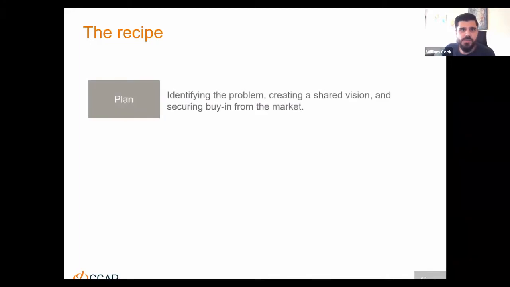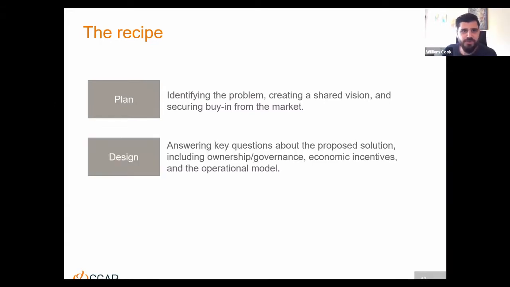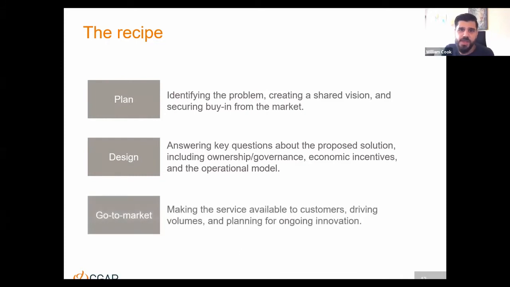Okay. So we've talked a bit about the ingredients. What about the recipe? How do you pull something like this together? So planning: identify the problem, create a shared vision, and everyone will be familiar with this sort of approach from any kind of project management perspective. Design: answering key questions about the proposed solution. And then go to market: launching the service, making it available, and planning for ongoing sustainability, innovation, and so forth.